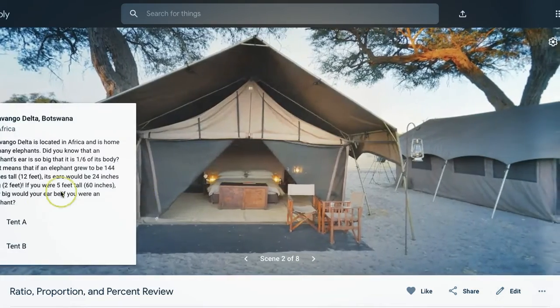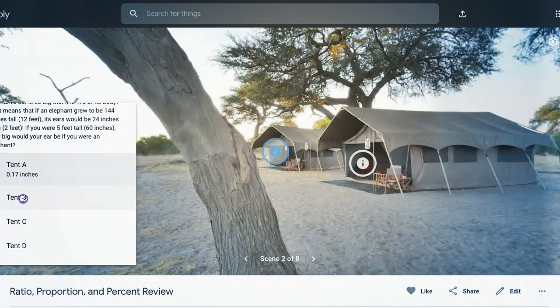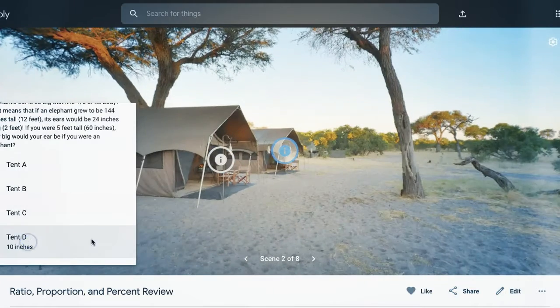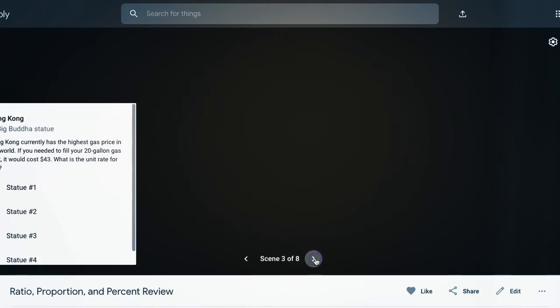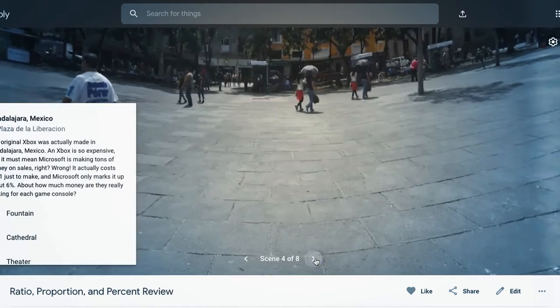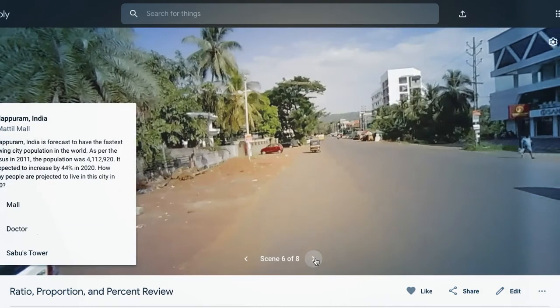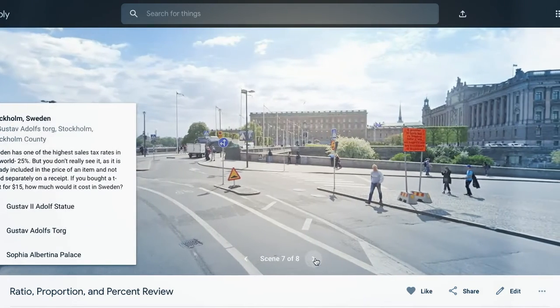Students then move on to the next scene in Africa, which has to do with proportion and elephant's ears, and they have all the possible choices to look through again, and they would be able to answer that question on the form. They move through this whole process through all the scenes. I have 8 in here that review ratio, proportion, and percent.